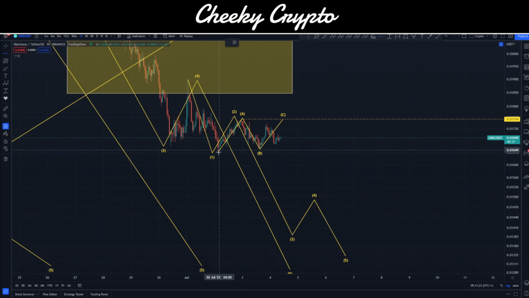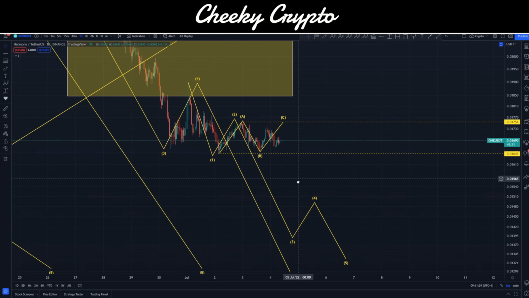Confirmation of our move down would be had at this low point, coming in at 1.645. If we drop down lower than that, then I think we've already started our third wave lower. But ideally, we're looking for a double top at about 1.754 to basically trigger that next move to the downside.